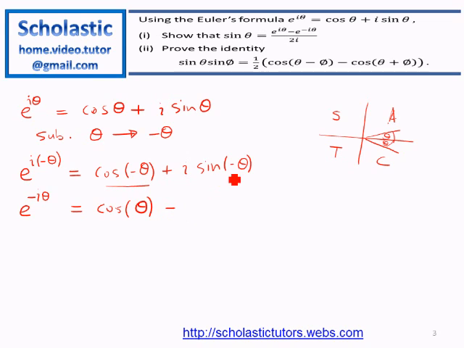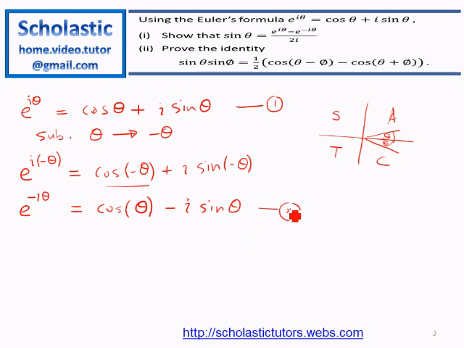Here sin negative theta will become negative sin theta, because negative theta lies in the fourth quadrant where only cos is positive. Sin is positive in the second quadrant. So therefore this will become negative i sin theta. So now we have two expressions, one here and two here.